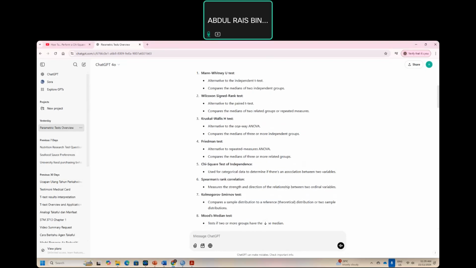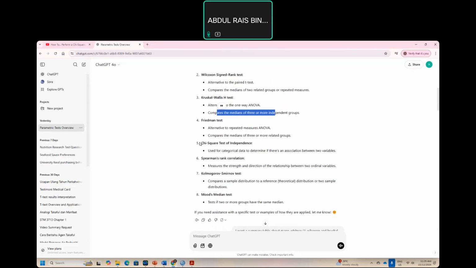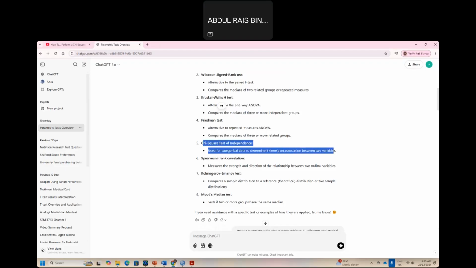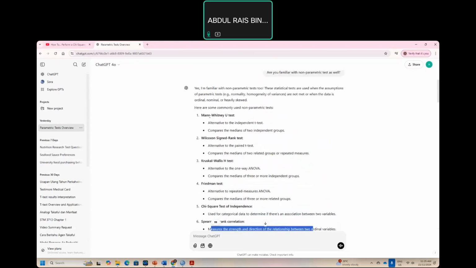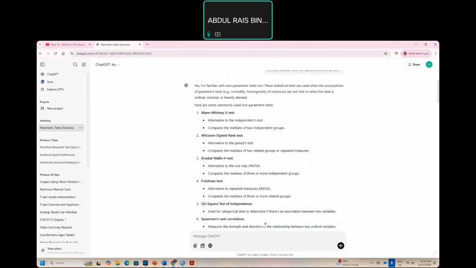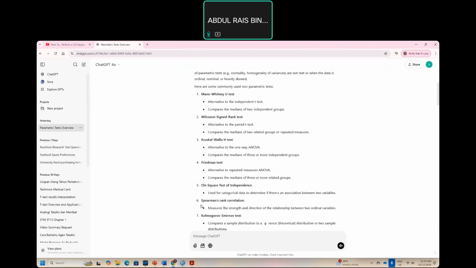Kruskal-Wallis H is the alternative to one-way ANOVA, where we compare medians of 3 or more independent groups. And then what we have here is the chi-square test. Use category data to determine whether there is an association between two groups. And our friend from last week's practical class, Spearman's rank correlation, measures the strength and direction of the relation between two ordinal variables. Okay. So Mann-Whitney, Wilcoxon, Kruskal-Wallis, chi-square and Spearman, these are non-parametric, ya.